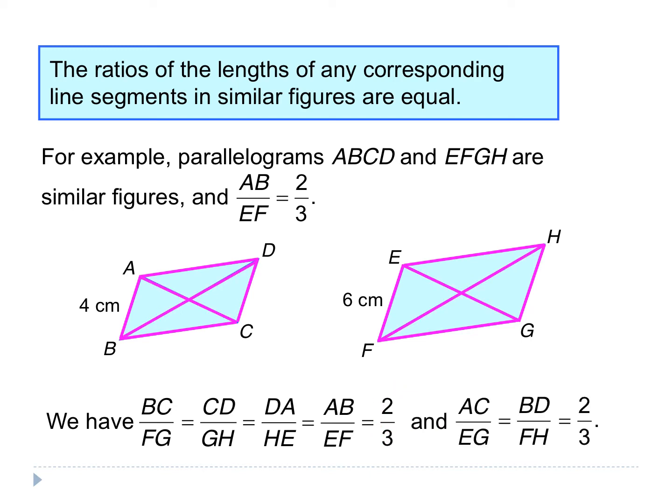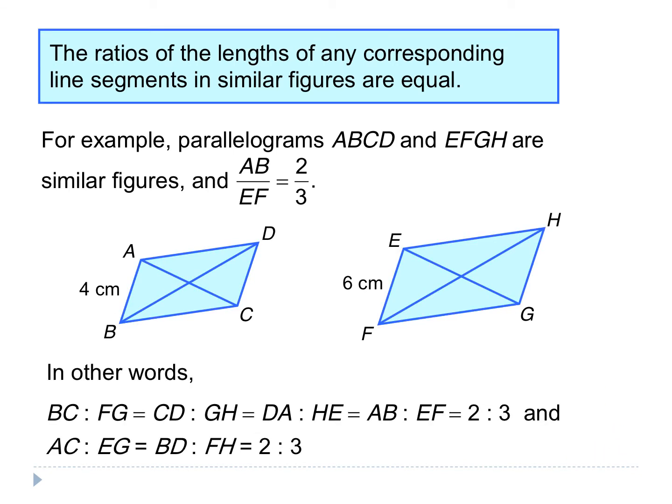Besides, we can also say that AC to EG or BD to FH, they are also equal to 2 over 3. In other words, we can say that the ratio BC to FG equals CD to GH equals DA to HE equals AB to EF equals 2 over 3. And also AC to EG and BD to FH is also 2 to 3.